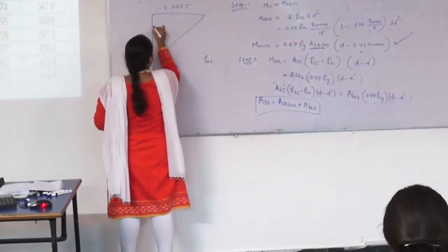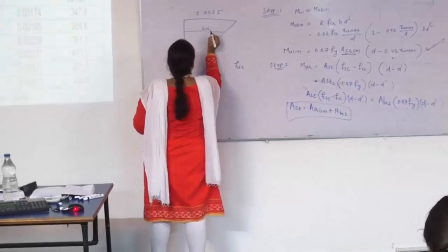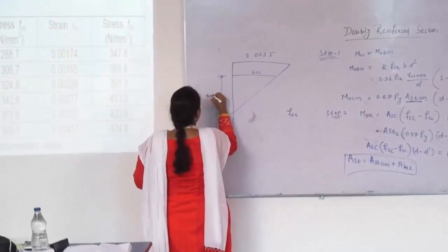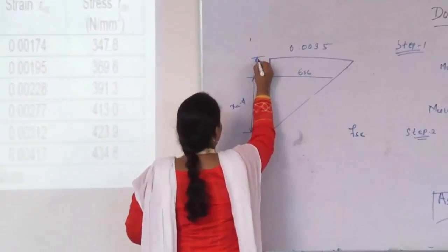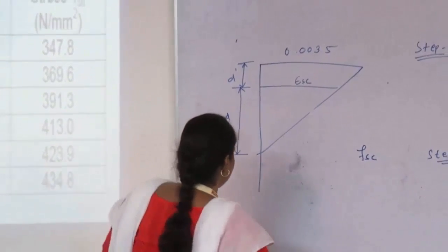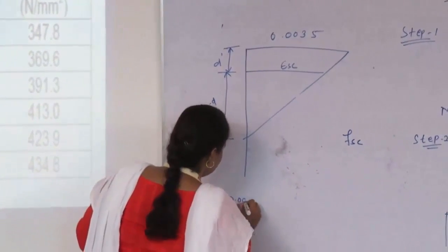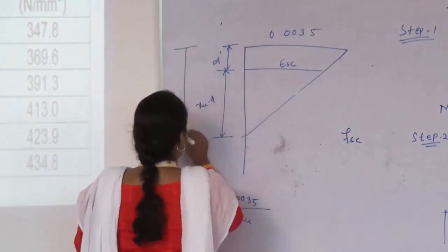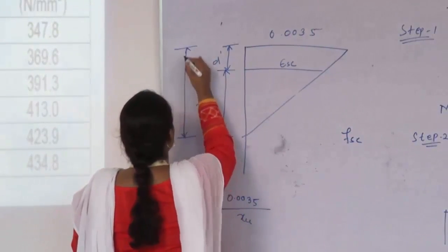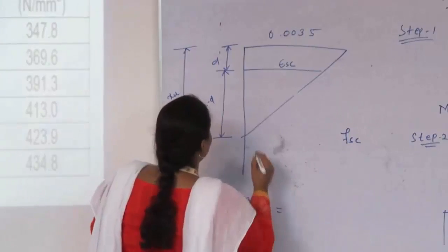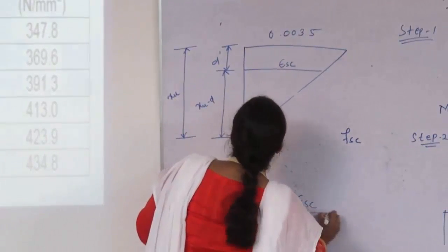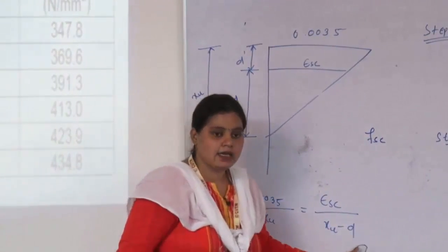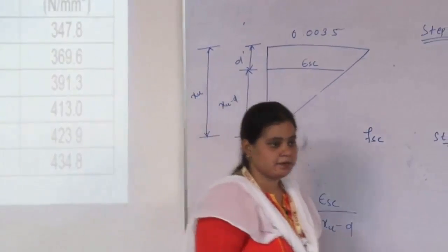0.0035. Here is epsilon SC. Here is XU minus D, and this is your D dash. So epsilon SC equals 0.0035 divided by XU, where the total depth is your XU, which is equal to epsilon SC divided by XU minus D. Then you put the value of XU and D and you find epsilon SC.